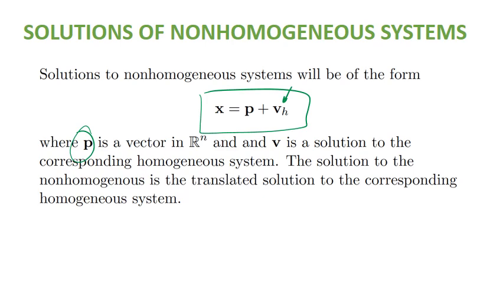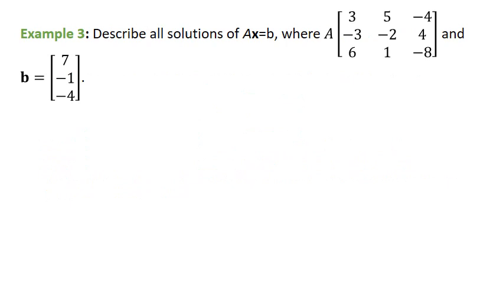So this is probably mind-blowing, and you're probably thinking, what in the world is she talking about? So let's look at another example, and it might help. Here, this is to describe all solutions of AX equals B, where A is that matrix and B is that matrix. Now, the key here is not doing the whole row reduction thing, and it's really being able to give the general solution as a vector, okay?